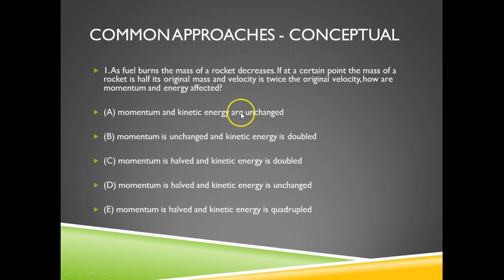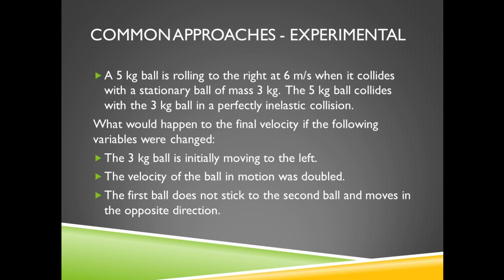Kinetic energy specifically is changed, because the original mass may have gone down by half, but kinetic energy is 1/2 mass times velocity squared. That means the 2 in front of velocity will be 4 because it is squared as well. The 2 is also squared. So A will be wrong, B will be your answer, because momentum is unchanged, yet kinetic energy is doubled.